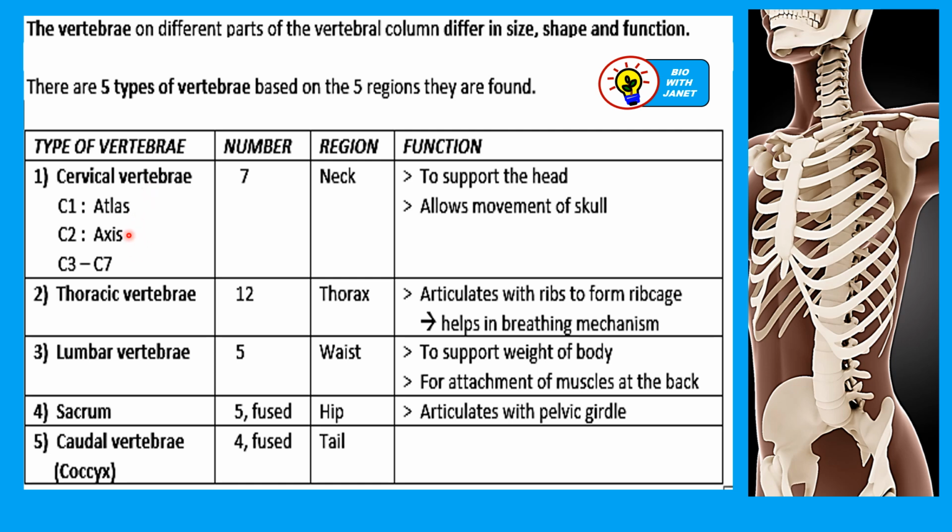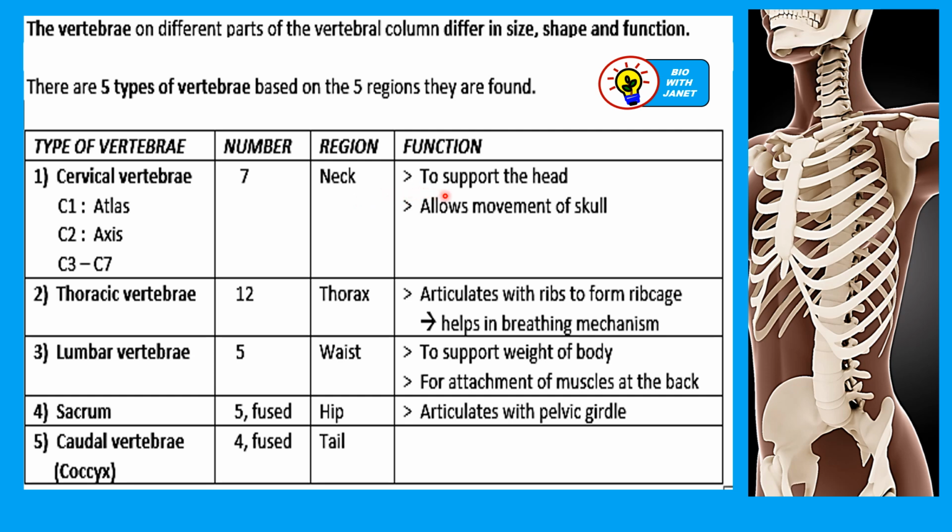Textbooks use the term axial vertebra, but if you check in most sites on the internet, usually the second cervical vertebra is called the axis. Then C3 to C7 are the other cervical vertebrae. So there are 7 of these vertebrae. The region is in the neck.